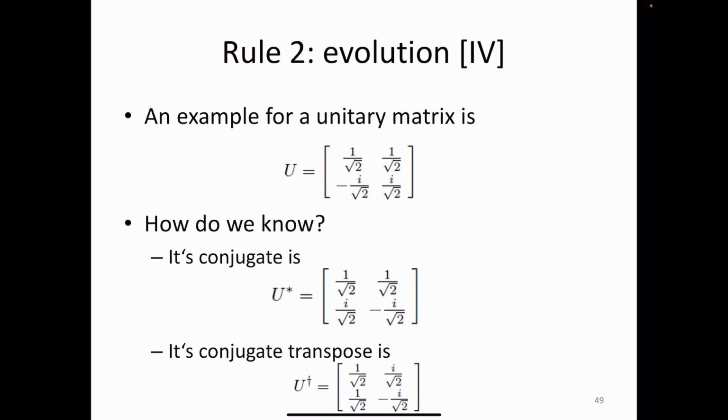So let's look at an example that makes things easier again. What you see here is a matrix that is unitary, but how do we know? We check. The first thing that you do is take its complex conjugate.